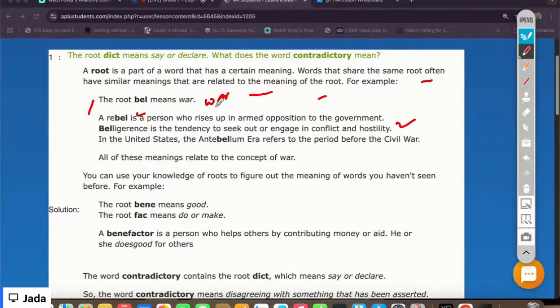Now in the United States, the antebellum era refers to the period before the Civil War. Now, all of this meaning relates to the concept of war. So, basically, a root is a part of a word that has a certain meaning, and words that share the same root often have similar meanings.